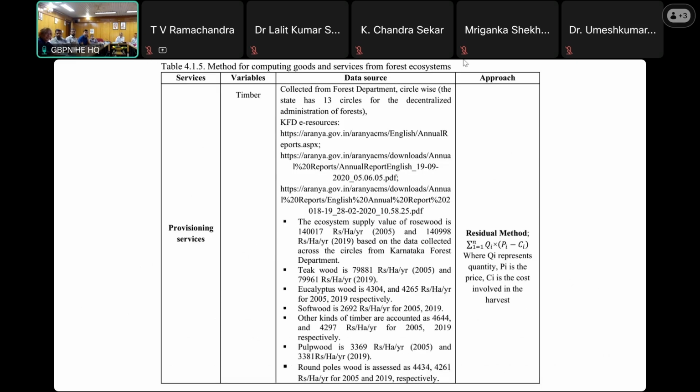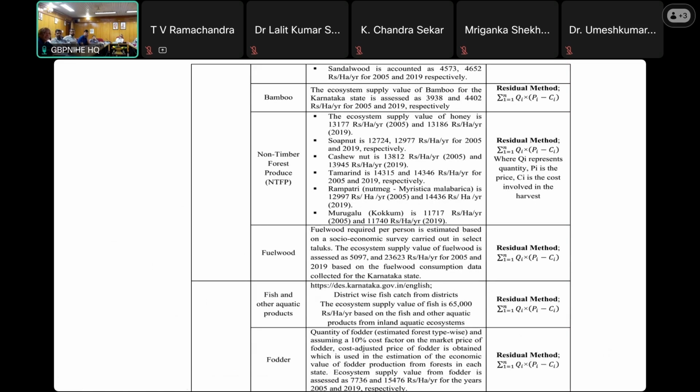And then the timber, we collected the data from the forest department and we used the residual value method for that. In the case of timber, it was rather easy because the forest department had the stipulated seigniorage value. For a timber quantity, the seigniorage value is the market price minus the extraction cost. So that is what we have done, and then the value of the rosewood, etc., we could quantify based on that. Once we had the per hectare value, we extrapolated for the entire region. It is the same for bamboo, non-timber, fuelwood, etc.